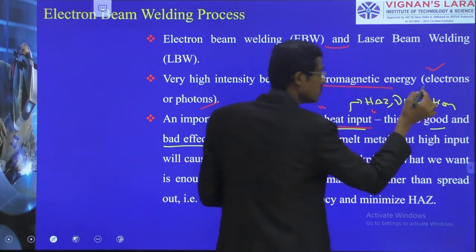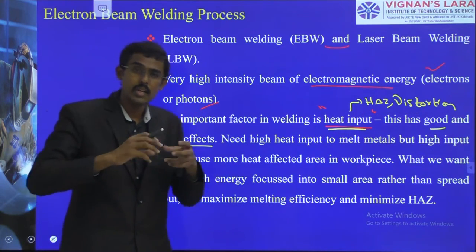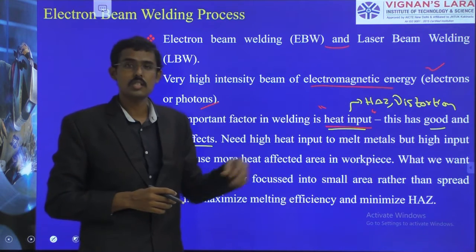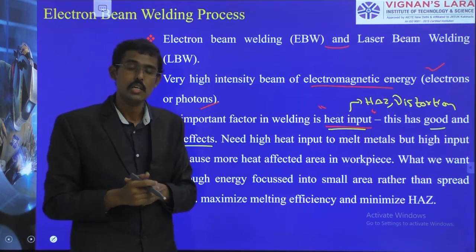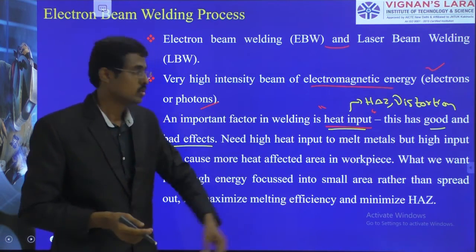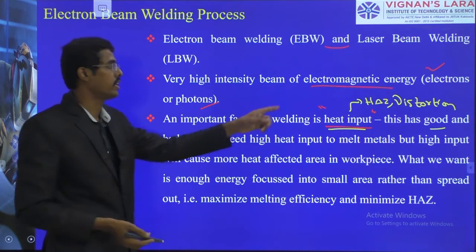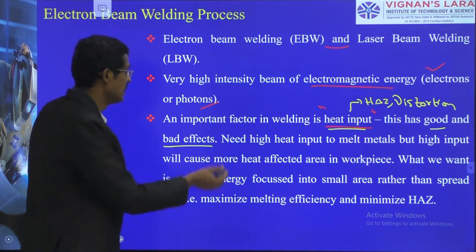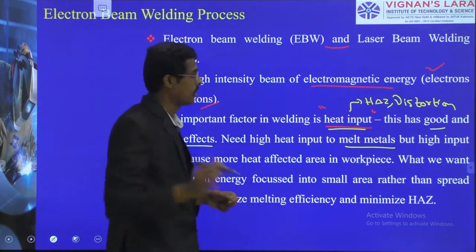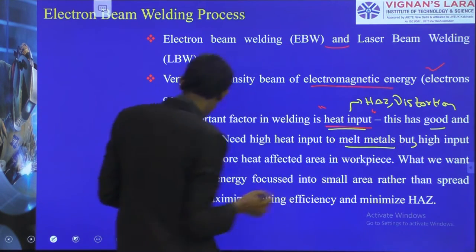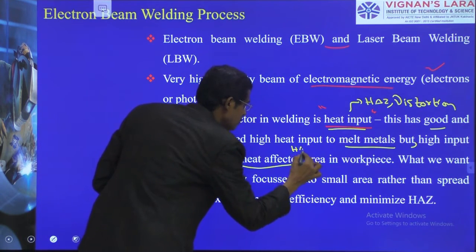We want to avoid this heat affected zone, which is a brittle zone, and also distortions, which will bend the entire geometry of the weld specimen itself. Therefore these things are to be avoided. The good is that we are joining by welding, that is okay, but the bad effects are the heat affected zone and distortions. We need high heat input to melt, that is okay.